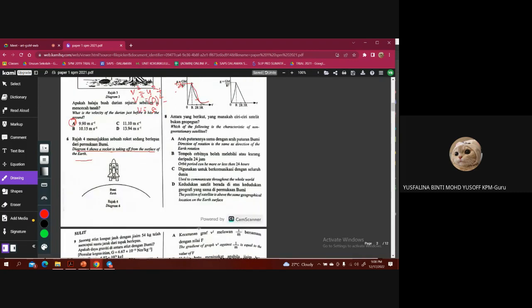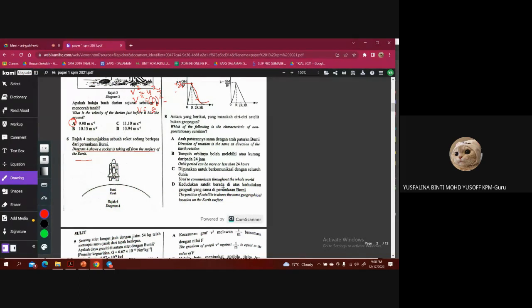For number 8, this one is a facts question. What does it mean by facts question? Either you know or you don't know, which means you need to remember. In an example question, you can just guess, but this one is facts, meaning you know or you don't know. So let's see. It says geostationary satellite and also non-geostationary satellite.